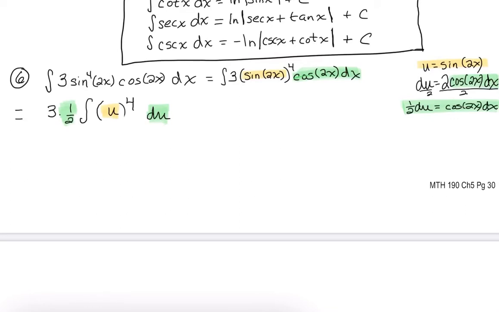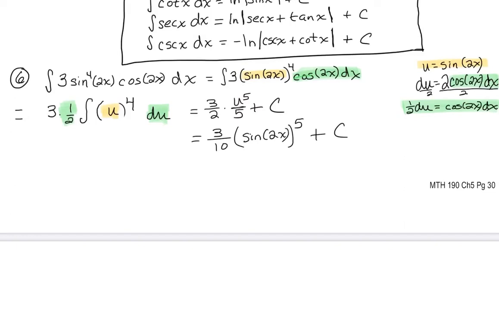And so what we really have here is our 3/2 as that constant multiple. Taking our antiderivative, integrating, we have u to the fifth over 5 plus that arbitrary constant. And then our last step, we'll clean this up a little bit. We'll write that constant multiple as 3/10, and then in the last step, replace u with what it was originally, which was sine of 2x.